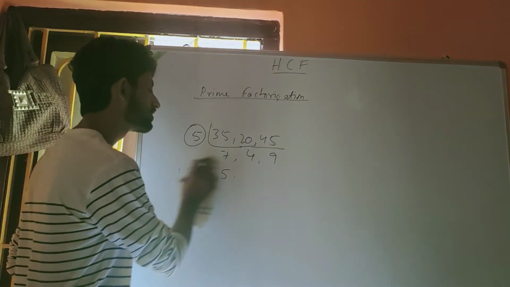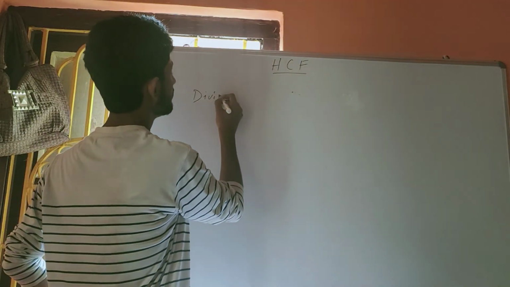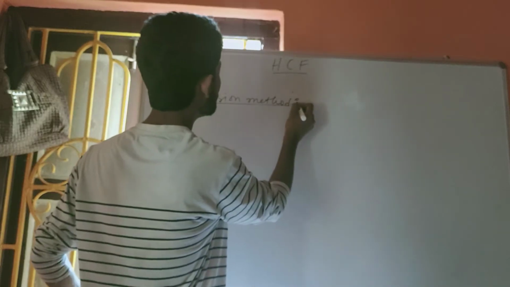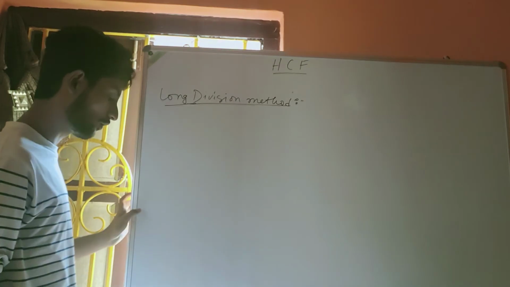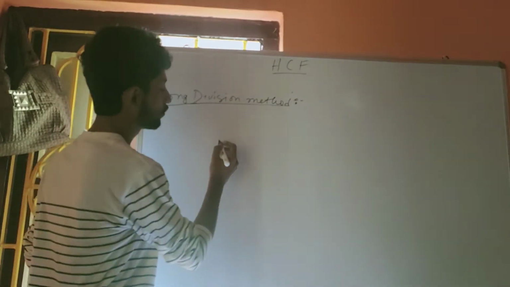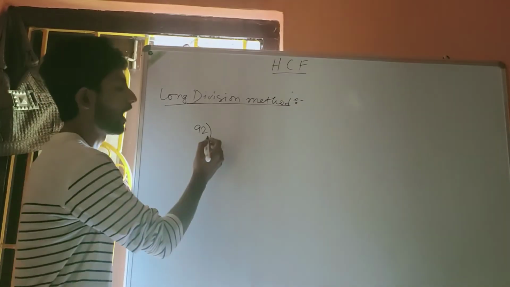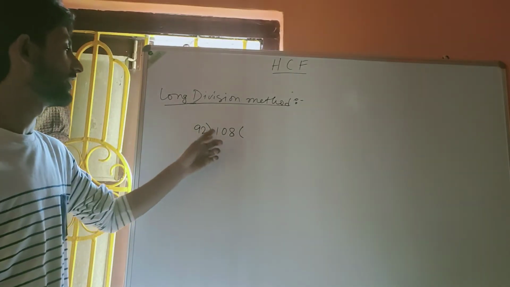There is another method which is the easiest method ever, which is called the division method. What is the division method? The division method is the long division method. What is the long division method? In the long division method, the smallest number should be the divisor, and the bigger number will be the dividend. We have to take out the HCF of 92 and 108.